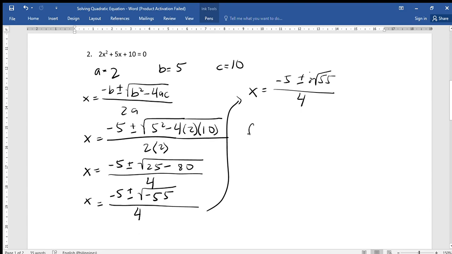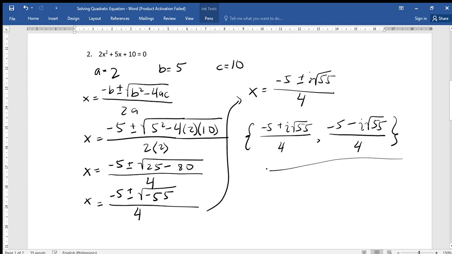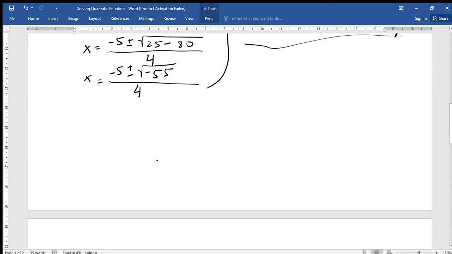Okay? Solution set nito is negative 5 plus i square root of 55 over 4, negative 5 minus i square root of 55 over 4 also. So, ito na siya. Okay? Pag hindi mo alam yung square root, kahit yung square root na lalagay mo, para hindi ka na mahirapan. Okay? So, let's go with the last question.